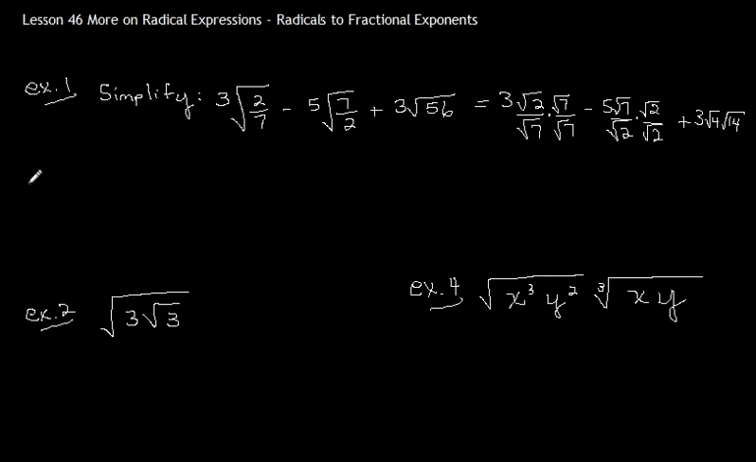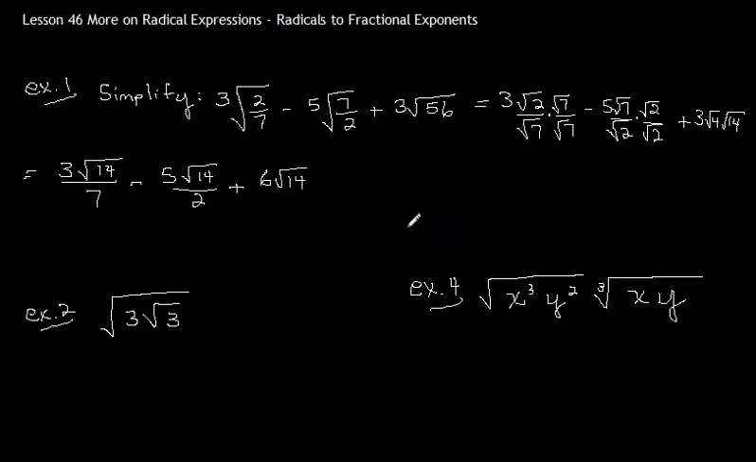Alright, simplify from there. So we get 3 times the square root of 14 over 7. Square root of 7 times square root of 7 is 7. Minus 5 square root of 14 over square root of 2 times square root of 2 is 2. And then we have left on 3, square root of 4 is 2, so it's going to be 6 times the square root of 14.